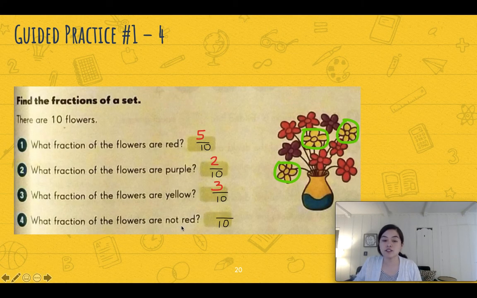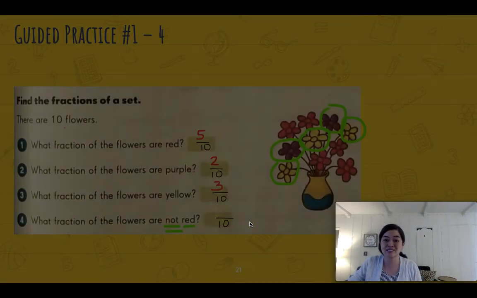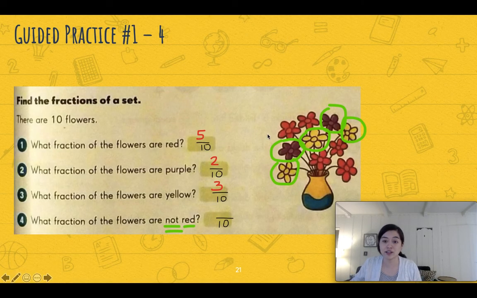What fraction of the flowers are not red? It says not red, right? So they're either going to be purple or yellow. So let's count. 1, 2, 3, 4, 5. 5/10 of the flowers are not red.